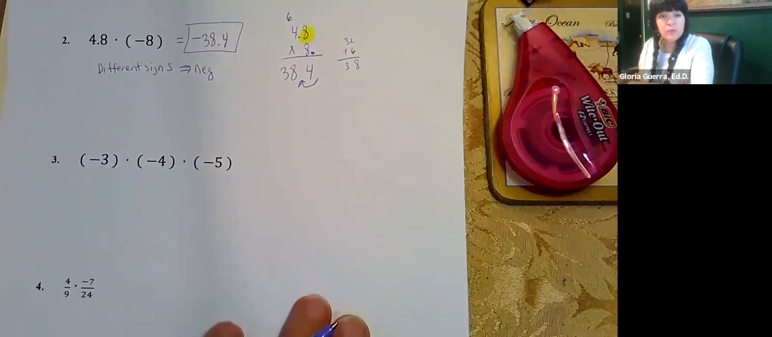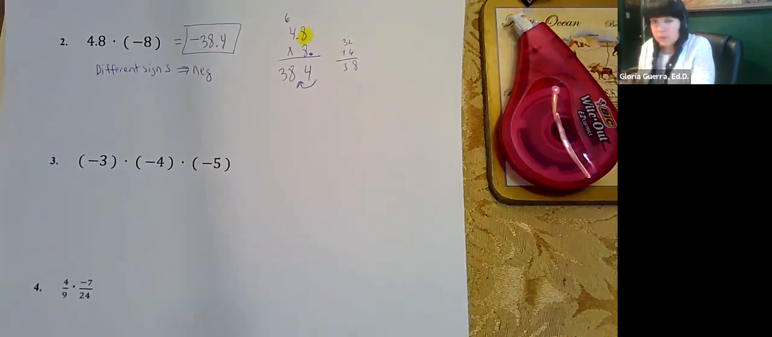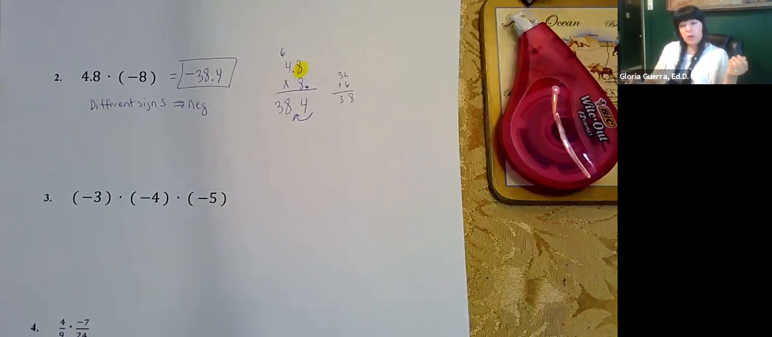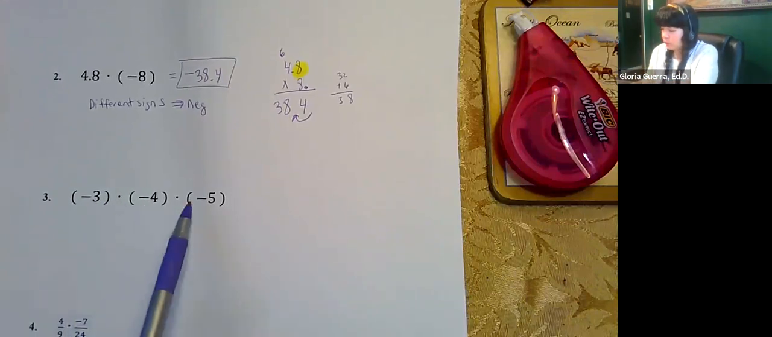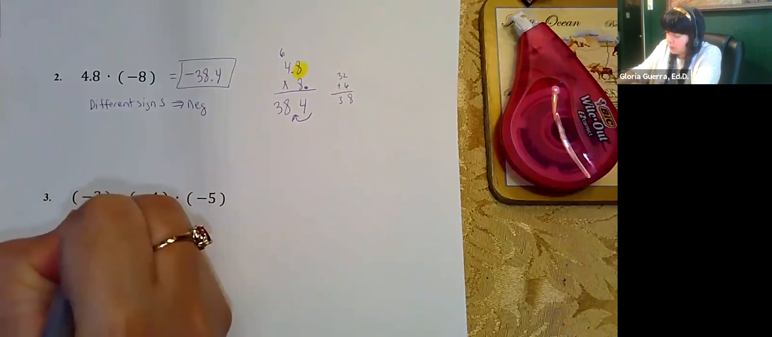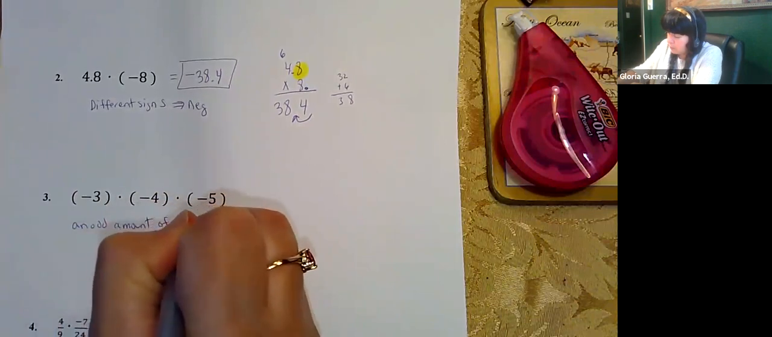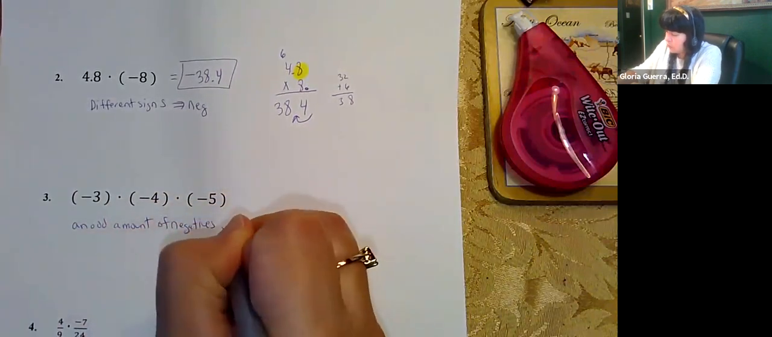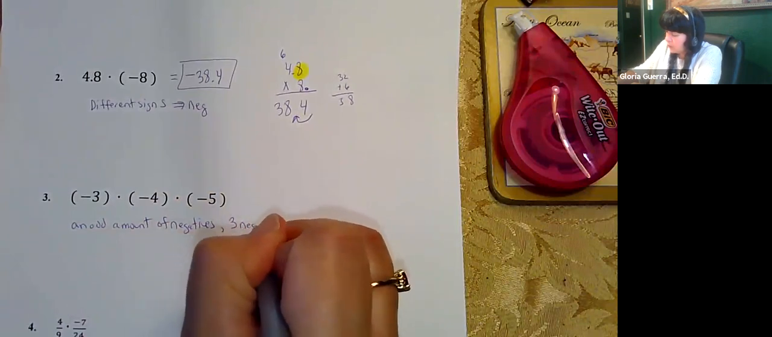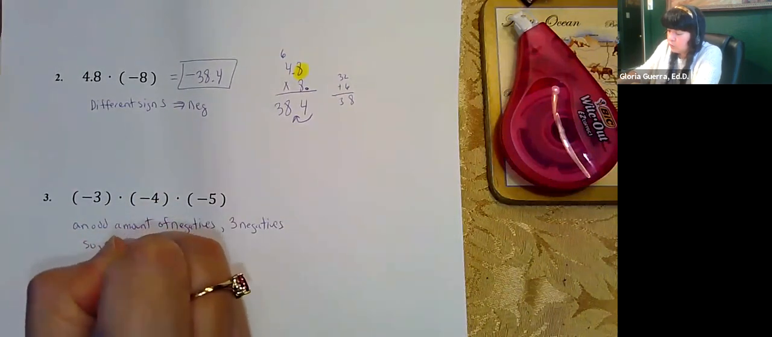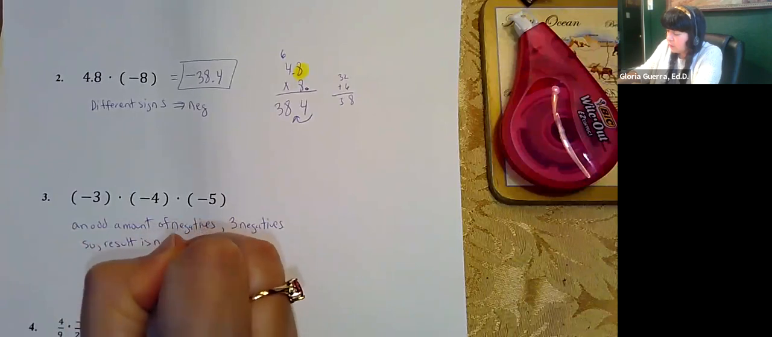And then on number 3, you have -3 times -4 times -5. Okay. So one thing you can do is, because you're multiplying a lot of numbers, you can count your negatives right off the bat. 1 negative, 2 negatives, 3 negatives. So you have an odd amount of negatives, which is 3 negatives. So that means the result, according to our rule, is going to be negative.